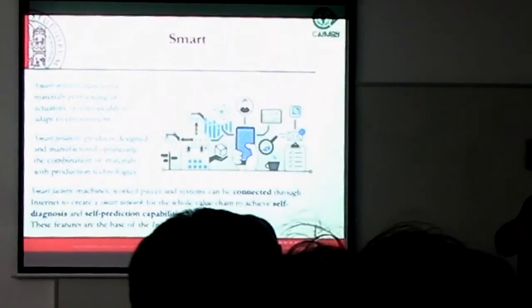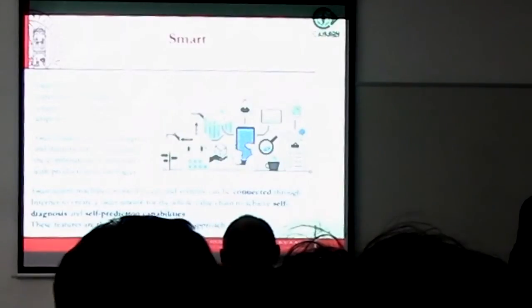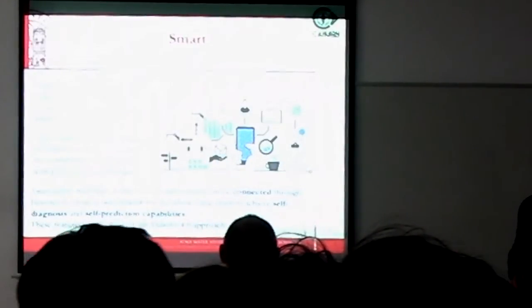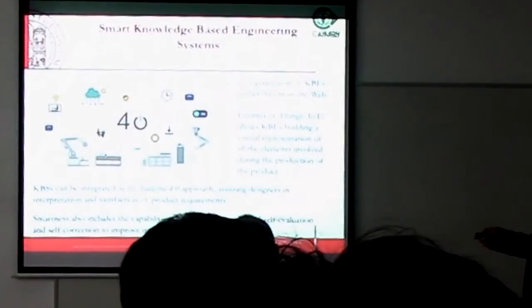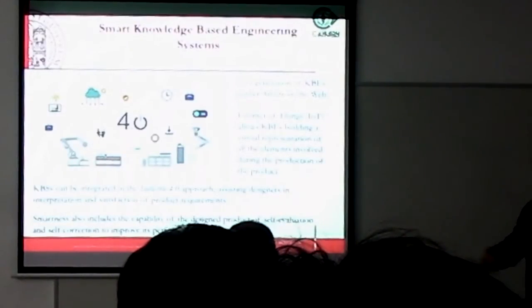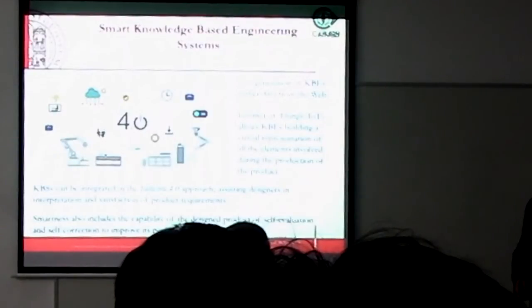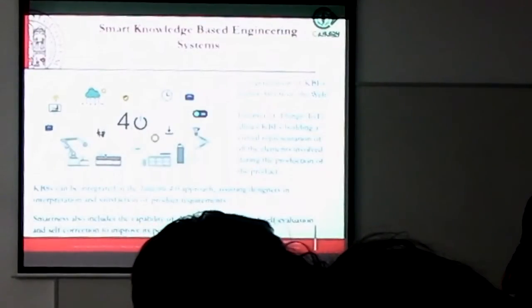Smart integrated, I will go quickly through this part because you are very expert about smart systems, but the idea is that a knowledge-based engineering system can also be smart. It means having some interaction with the environment in order to achieve a smart KBE system.